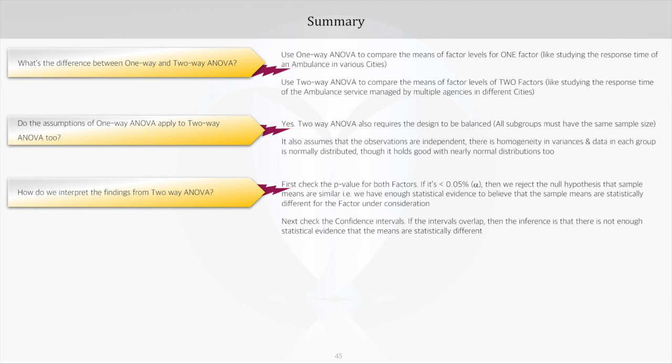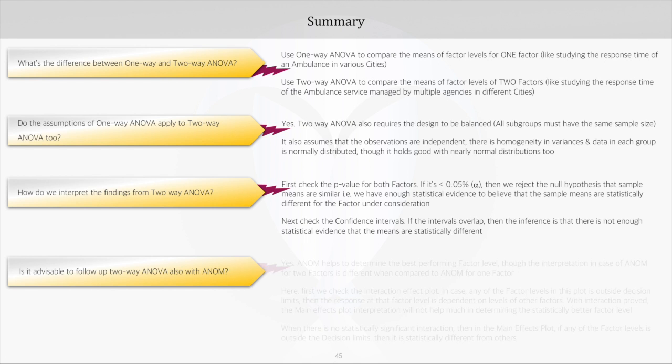Next, we check the confidence intervals. So if the intervals overlap, then the inference is that there is not enough statistical evidence that the means are statistically different. So is it advisable to follow up two-way ANOVA also with ANOME or analysis of means?